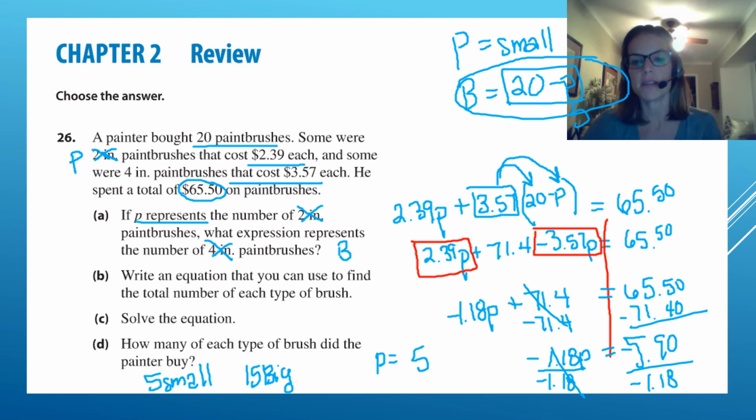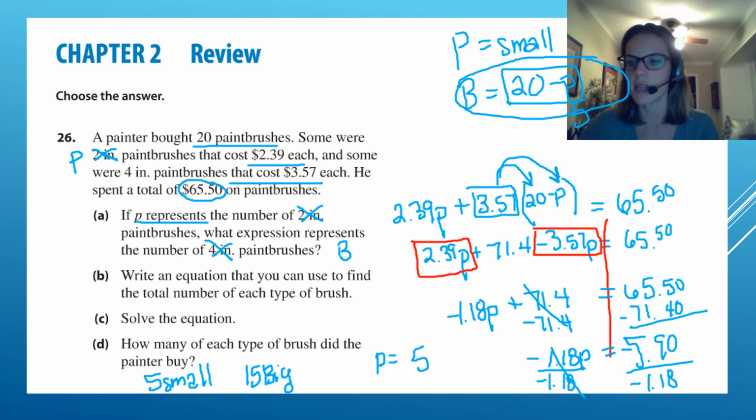So 3.57 times 20 gives us 71.4, or 71.40. And then that 3.57 times P is going to be 3.57P. I'm going to write everything else down. So I'm just going to have my 65.50 here. And then I'm going to say $2.39P here is added.